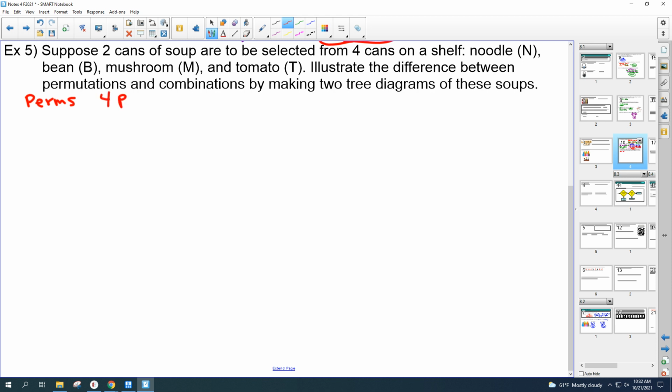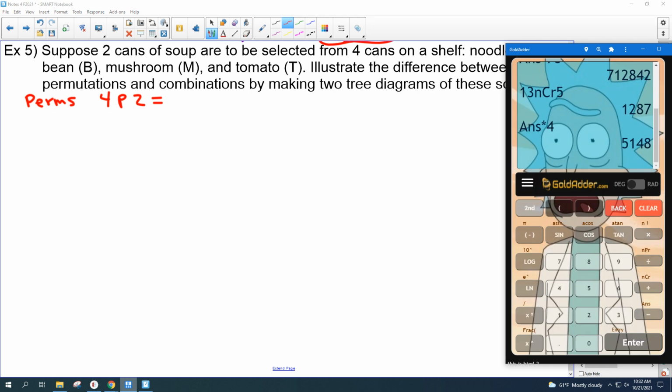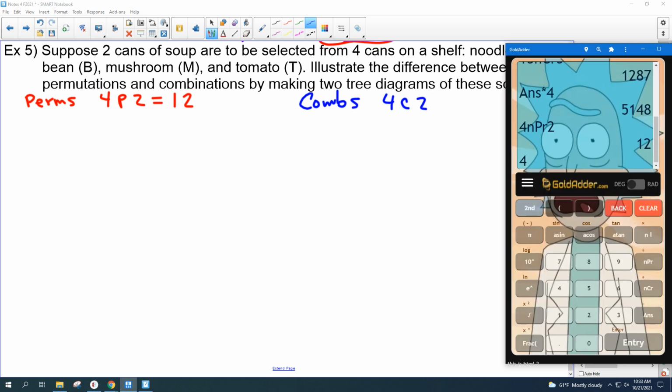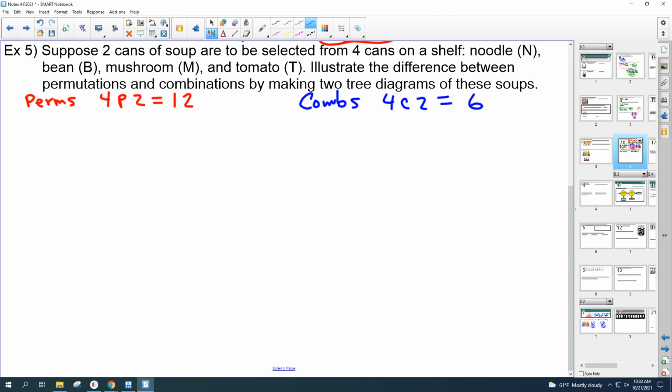And 4P2 equals... 4P2. Oh yeah, it's part of a factorial. 4 times 3 is 12, right? 4P2 is 12. Permutations are fairly easy to do in your head sometimes. Combinations, not as much. If I did combinations, it's 4C2. And 4C2 is going to be a different number: 6. Okay, so they want a tree diagram showing the difference between those 2 things. Permutation, order matters. Combination, order does not matter.